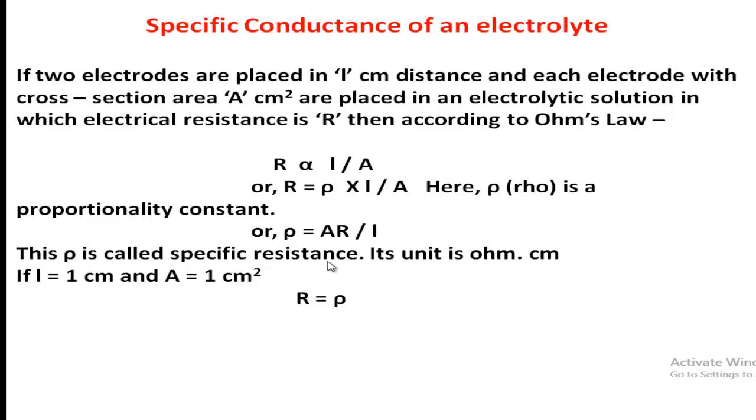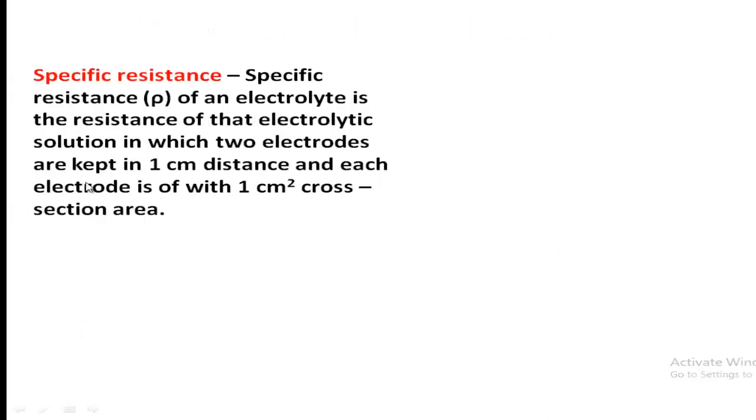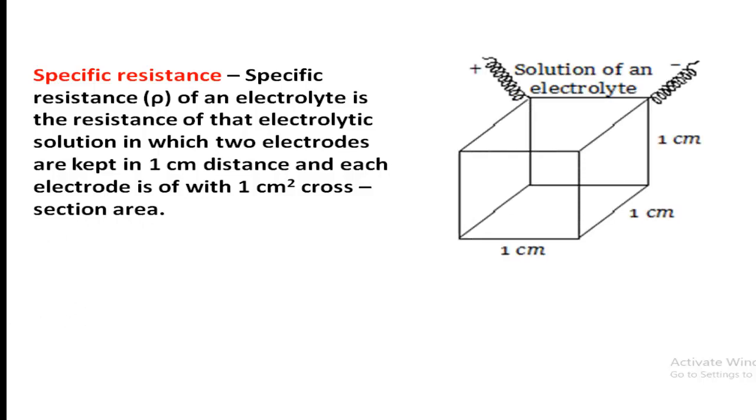This is the specific resistance, and if the value of A equals 1 centimeter square, that is, A is area, and the length L equals 1 centimeter, then we can write rho equals R. So we can say the specific resistance of an electrolyte is the resistance of that electrolytic solution in which two electrodes are kept 1 centimeter apart and each electrode has 1 centimeter square cross-section area. Follow the picture, then it will be clear to you.